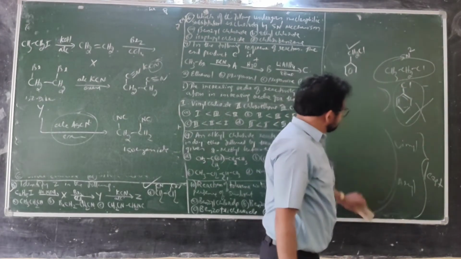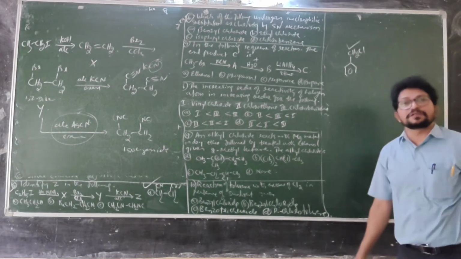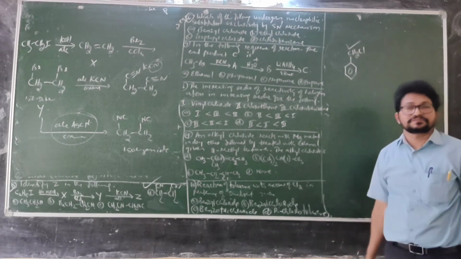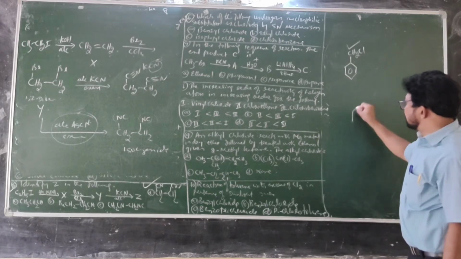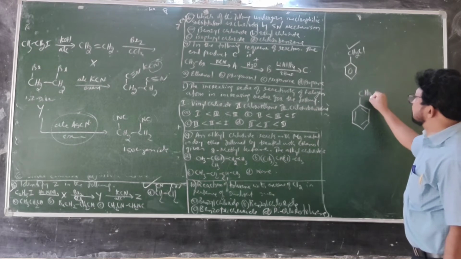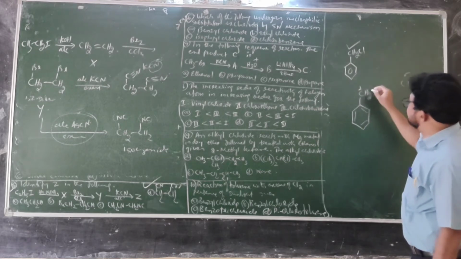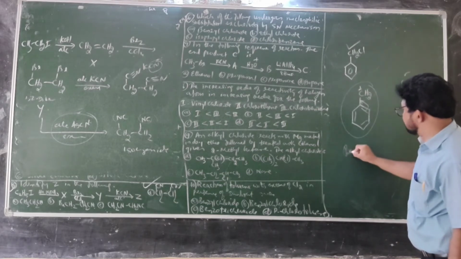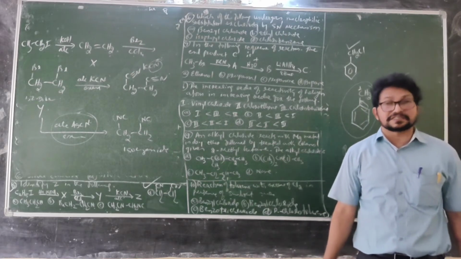If it is CH2Cl, how can it undergo the SN1 path? Because it is primary, no? Primary should undergo SN2. But please note this. Here, the carbocation formed by the loss of Cl minus is stabilized by resonance.